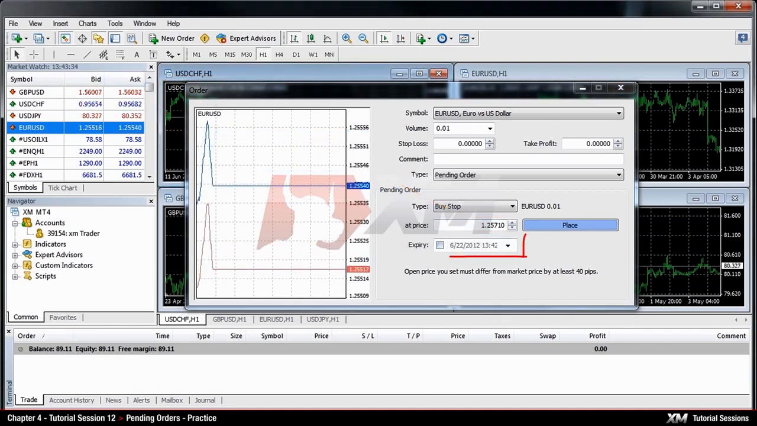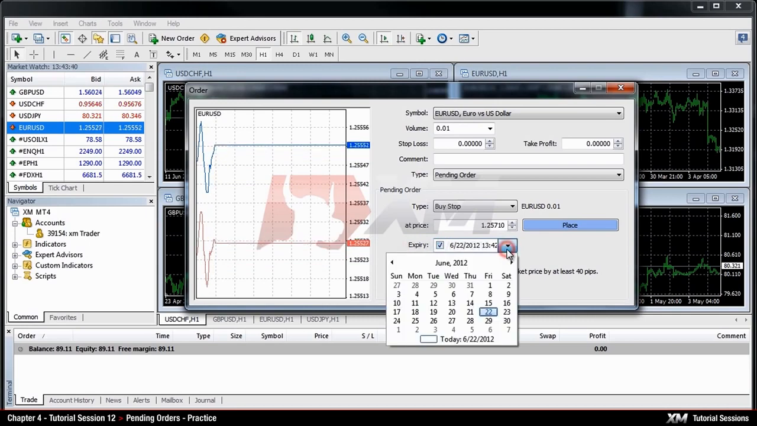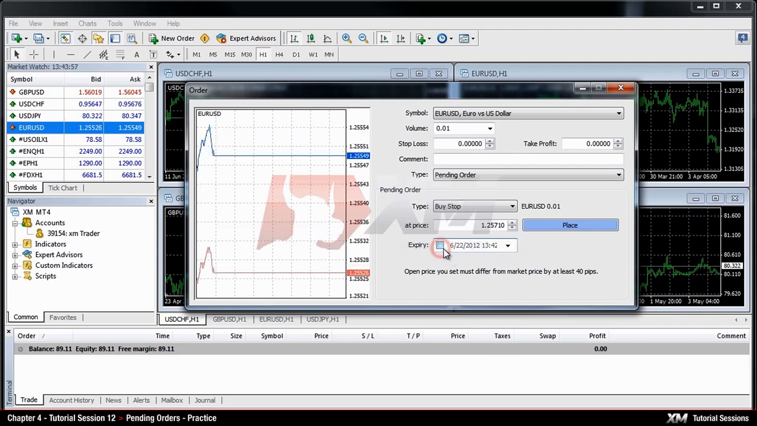You can also set the expiry date and the time period in which the pending order would be valid. This means that if the price now reaches the value of the future price set for this particular time frame, the order will be activated automatically. If the time expires without the price reaching this level, the order will be automatically deleted. If you do not place any expiry date, your pending order remains valid without an expiry date.